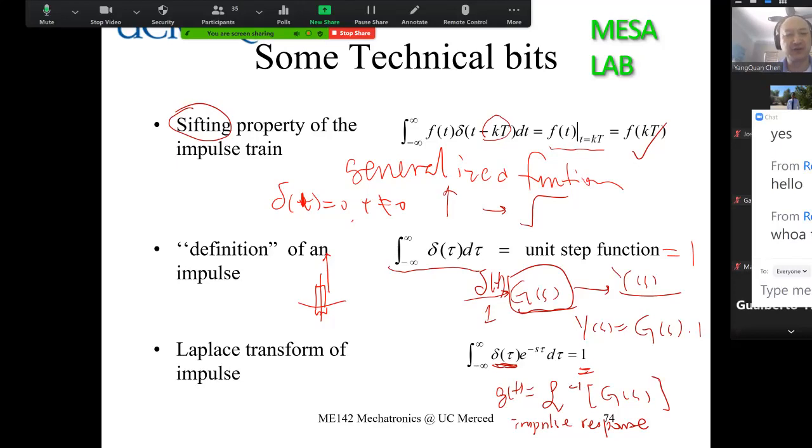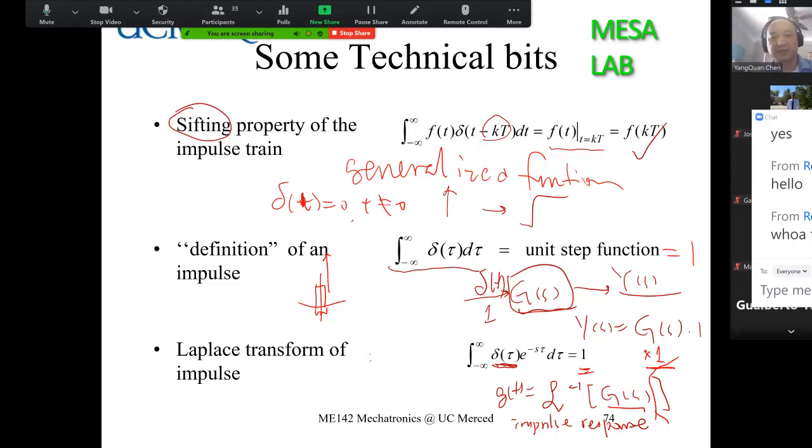So what is the impulse response function? Because this one you multiply by 1 in here. The 1 is the input, G of s is the system. Output will be Y of s. Then you inverse Laplace transform, you get y of t. The y of t is also called g of t. So it's called the impulse response.